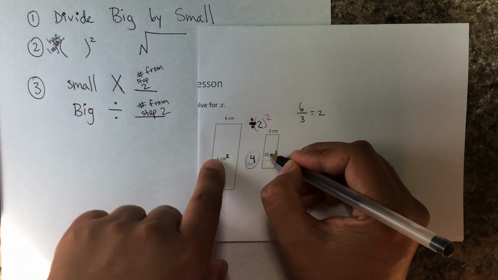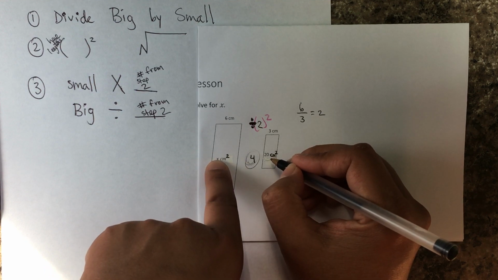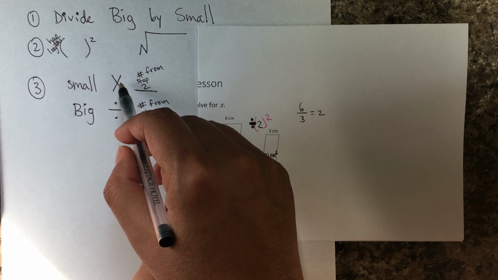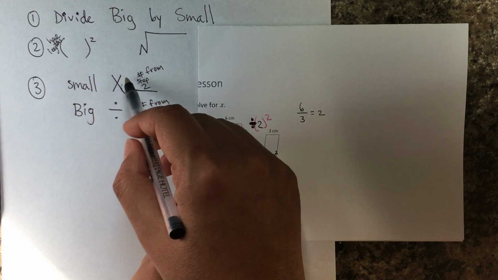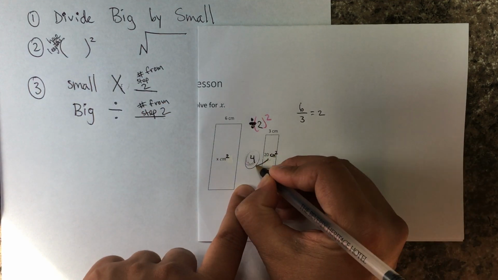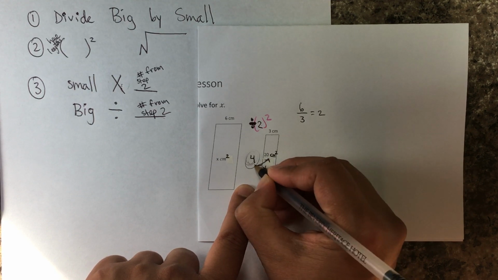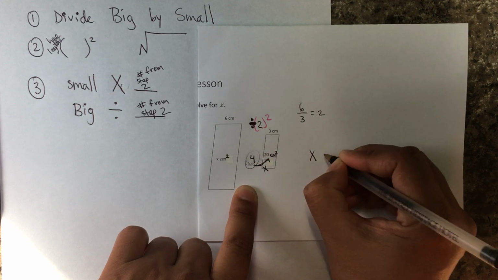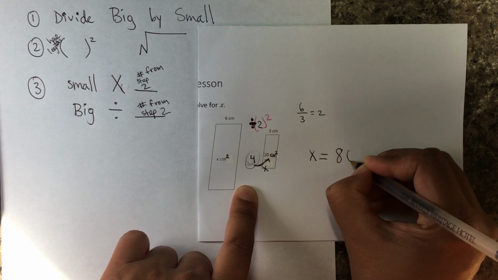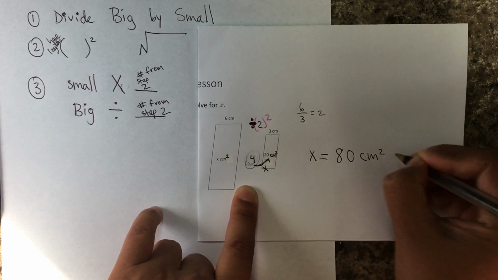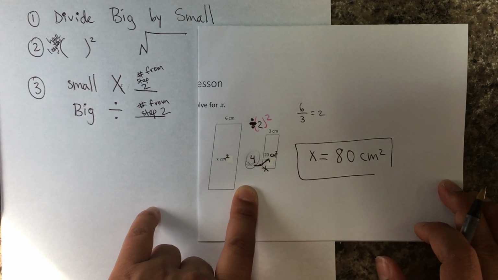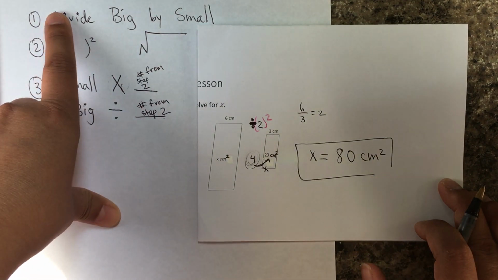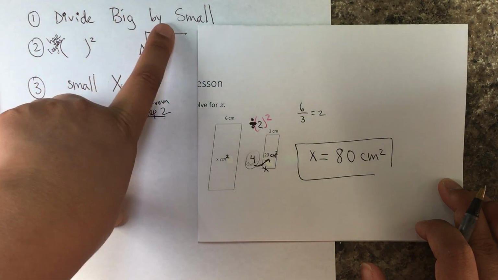Okay, in this case, I don't have the area of the big one. I have the area of the small one. So what am I going to do? Divide or multiply? The small one, we multiply. And so we're going to multiply those two values. 4 times 20 is 80. So x is equal to 80 square centimeters.